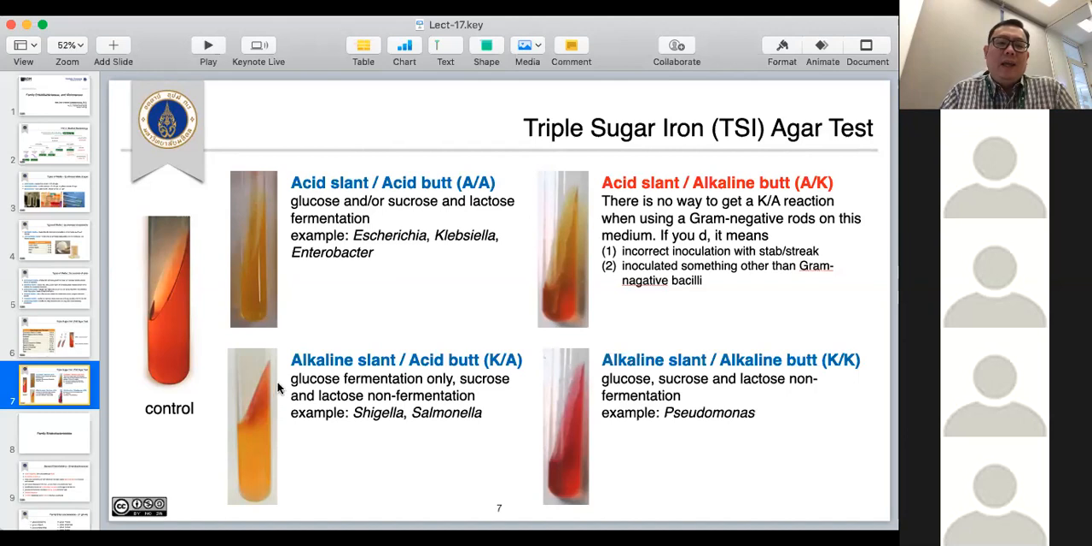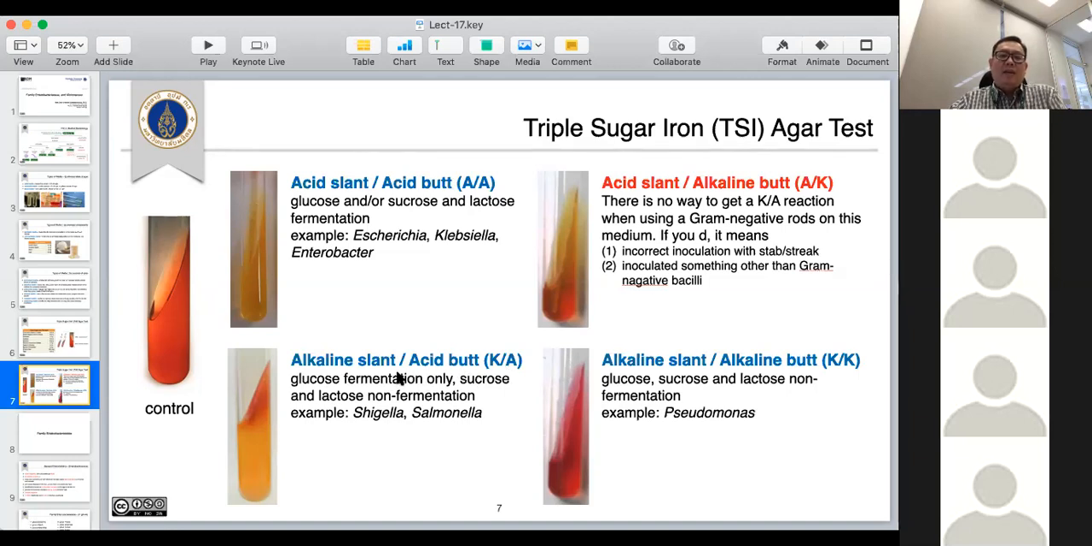But if they can use glucose only, they cannot use sucrose and lactose. Okay, they use glucose, then they change the color from red to yellow. In the beginning they look like acid slant acid butt, yellow and yellow, but later in the aerobic condition they consume all the glucose because it was only 1 gram. Then they move to consume amino acid and generate a lot of ammonia. Ammonia turns alkaline, then the color turns back to red. We call this alkali slant acid butt, or K/A.